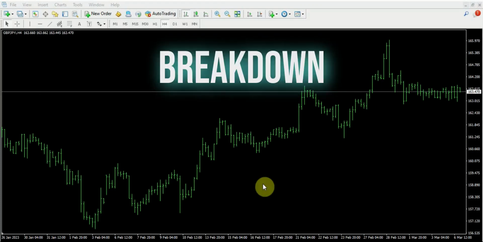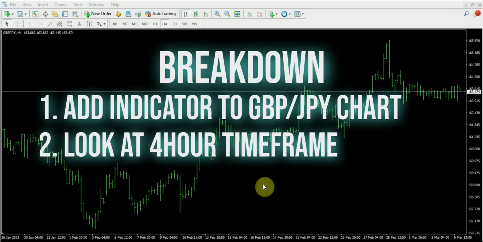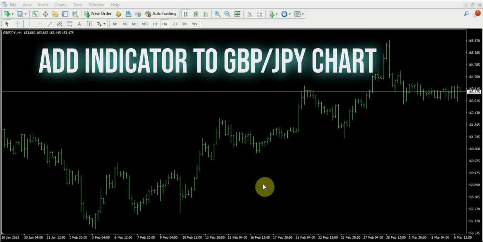So first we're going to add our indicator to our GBP JPY chart. And then we're going to take a look at the 4-hour time frame, okay? Because we found this to be the best time frame to use with this indicator. And we're going to take a look at some profits that we could have possibly made with this indicator here, alright? So let's first add our indicator to our chart.